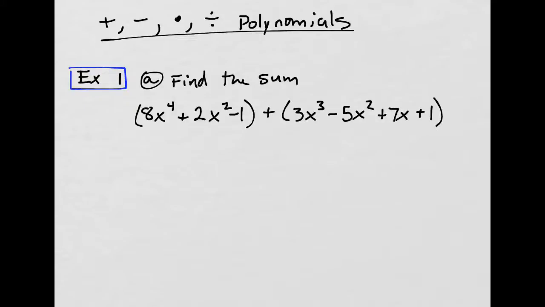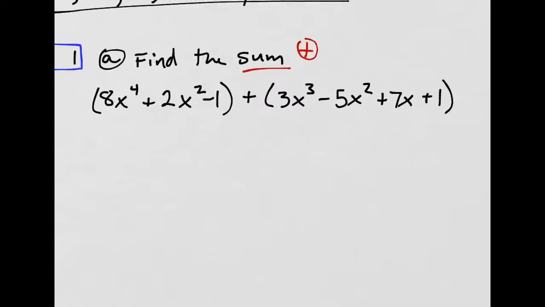So today we're going to look at combining these polynomials, which we're going to do by either adding, subtracting, multiplying, or dividing. That's what it is. Okay, so what do we do? What is this? It says find the sum. Sum means add. Okay, sweet. So I'm going to add these two together.